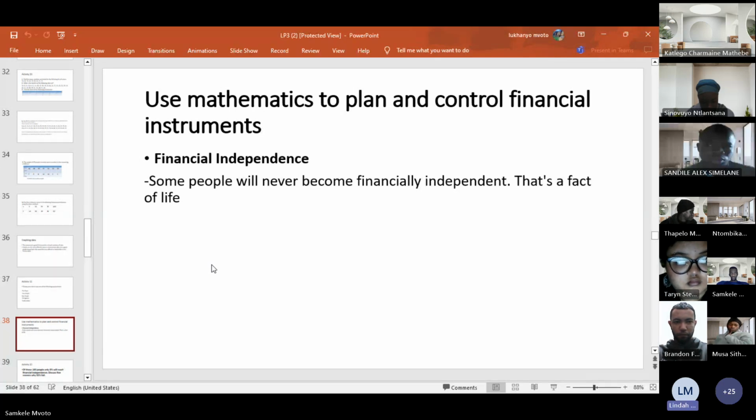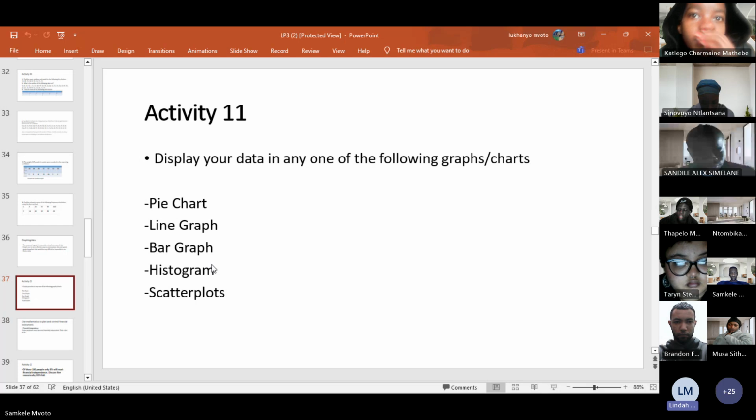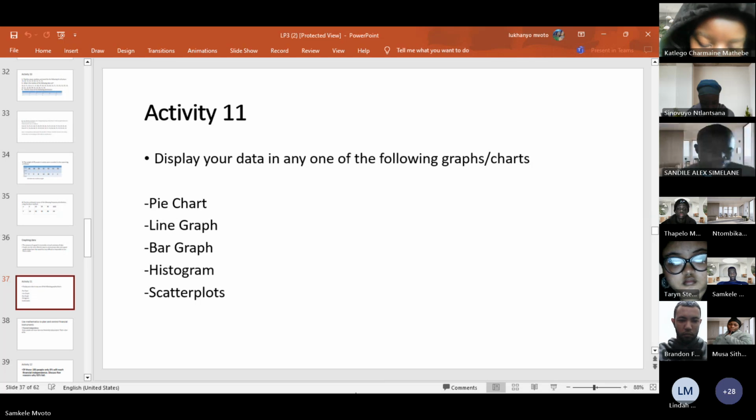Here we are not going to do it. Display your data in any one of the following graphs or charts: pie charts, line graph, bar graph, histogram, and scatter plots. I was supposed to give you a question, and then you display it in any of these charts. Do you think it's necessary for me to give you a question, or we can move on? I'm waiting for a response from you. Do you think it's necessary for me to give you some data so that you display it in any form of graph, or we can just move on?